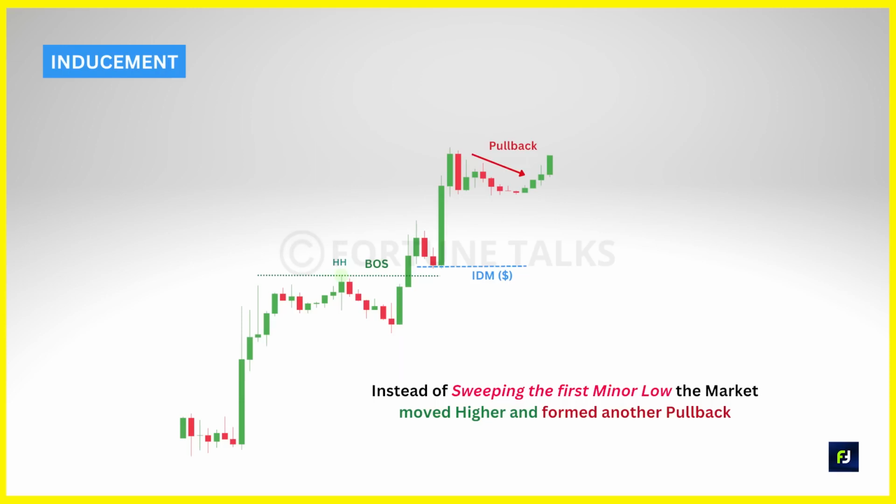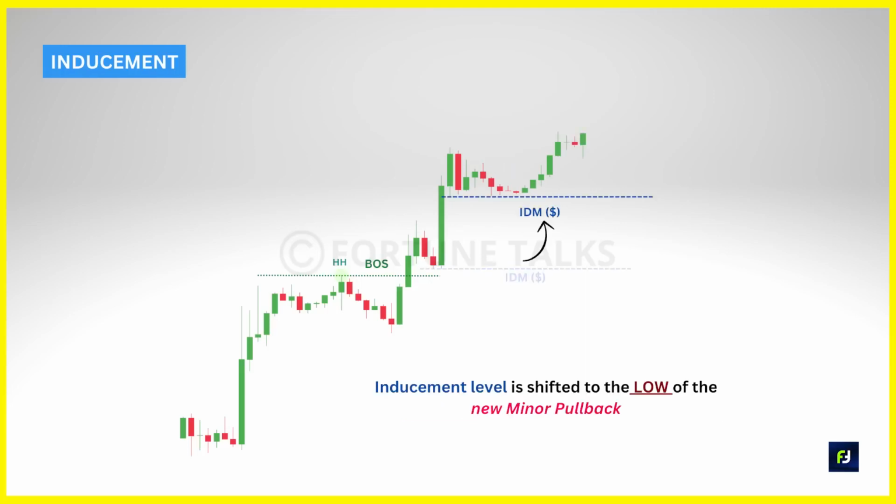But as you can see here, the price moved higher without sweeping the inducement. The price formed another minor pullback. Keep in mind that minor pullbacks can be a single bearish candle or a group of candles against the bullish price flow. When price forms a new pullback, we will shift our inducement level to the low of this pullback. And if the price still moves higher without taking out the liquidity below this pullback's low, then once again we can shift our inducement level to the minor pullback formed at the higher level.